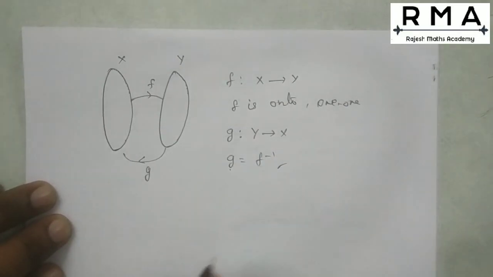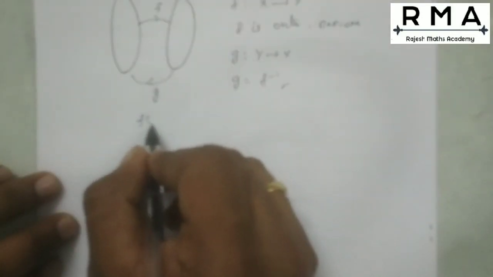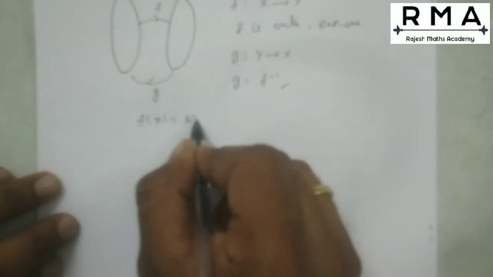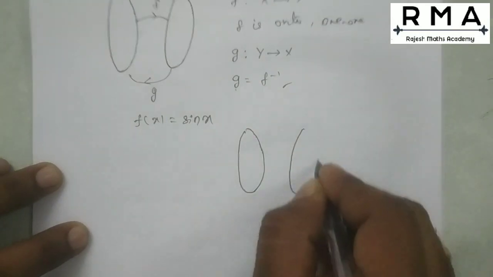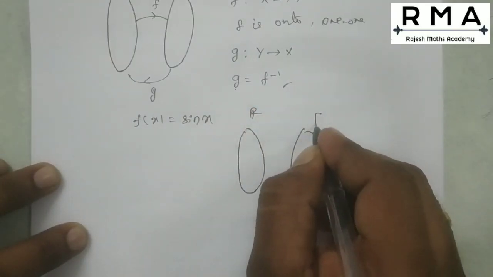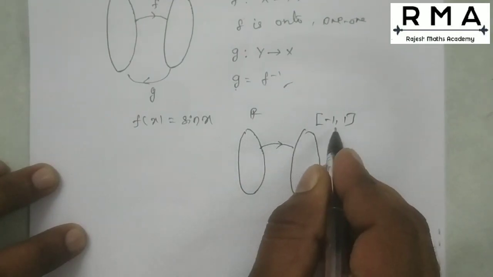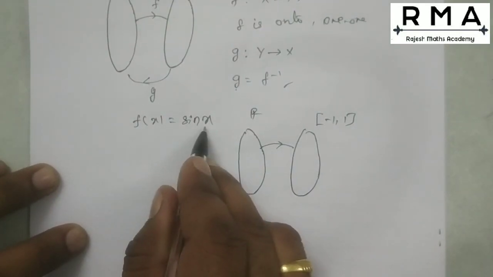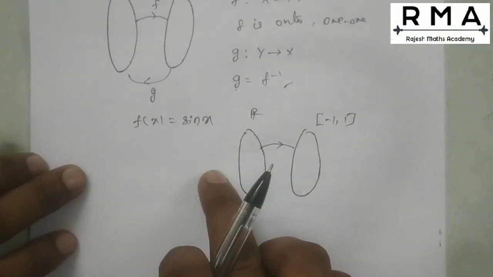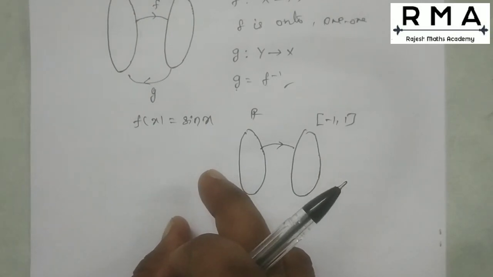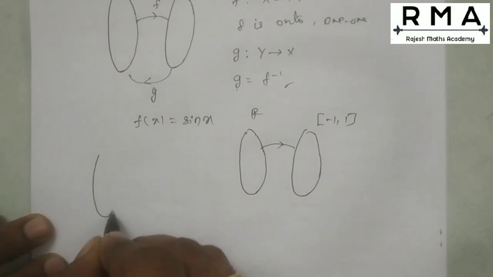Similarly, we are going to define a function here. We know that f of x equals sin x. Usually we write the domain as real numbers and the codomain as minus 1 to 1. So f is a function from real numbers to minus 1 to plus 1. The sin x is not one-one in the domain of real numbers, but it is one-one and onto in some particular interval. So I am going to define that interval.